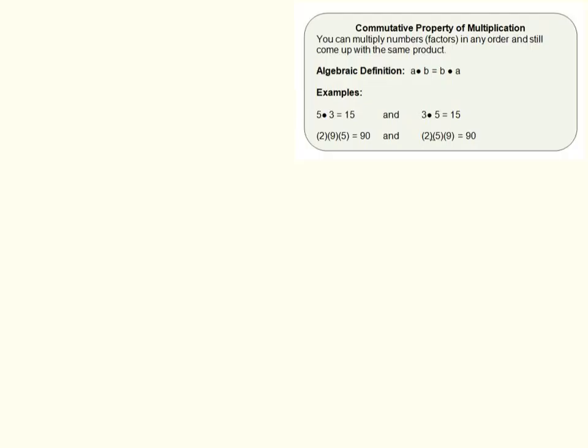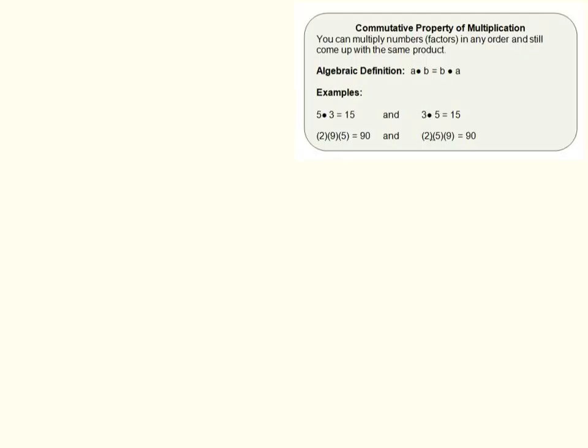So the thing is, with this property, it doesn't apply to everything. So we know it applies to addition, we know it applies to multiplication, but you're probably thinking, well, Ms. Martina, does it apply to division and subtraction? Well, no. When you are doing something like that, you're getting a different outcome.